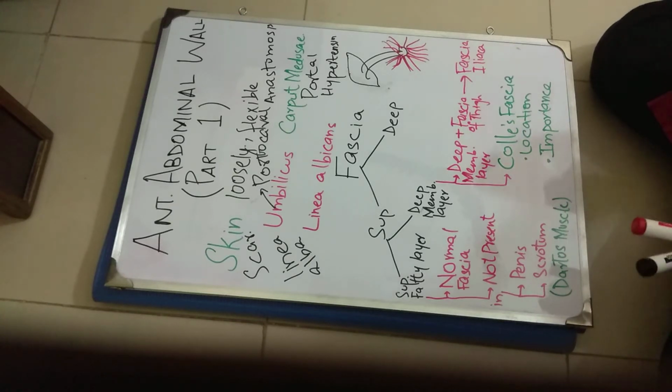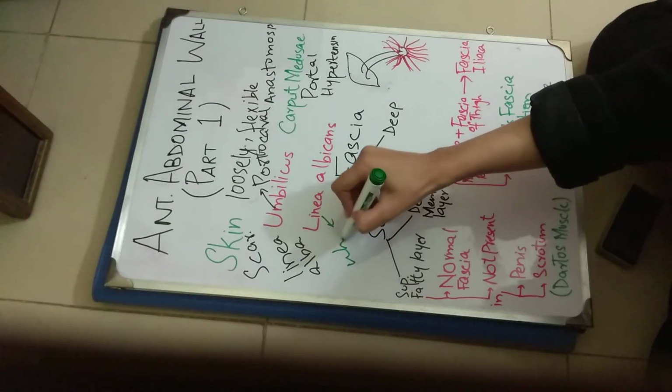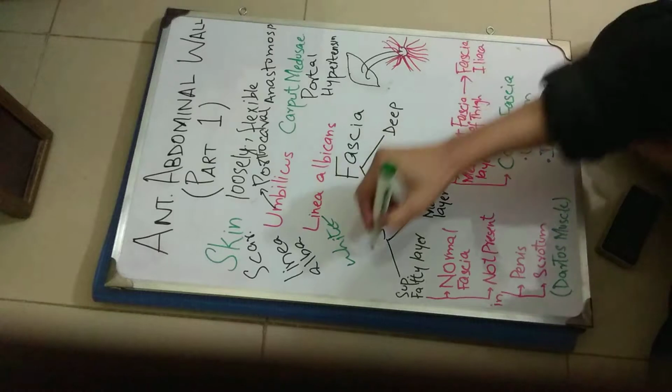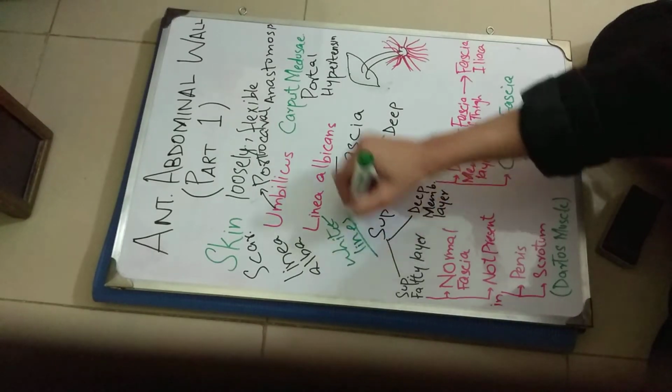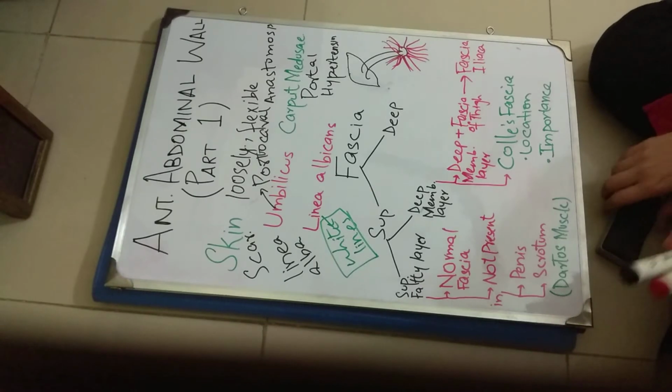Next we will learn about the linea albicans. As we know, the skin in the anterior abdominal wall is very loose and flexible. So in pregnancy, or if there is some intra-abdominal tumor, it is stretched, and when it is stretched it forms white lines. These white lines are known as linea albicans.